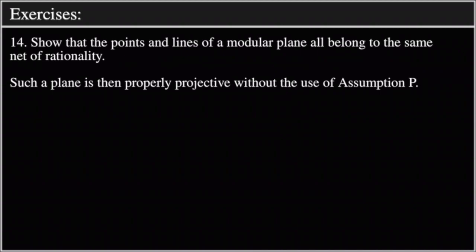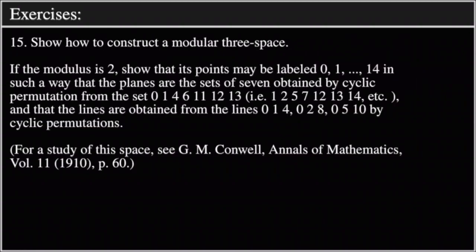14. Show that the points and lines of a modular plane all belong to the same net of rationality. Such a plane is then properly projective without the use of assumption P. 15. Show how to construct a modular 3 space.